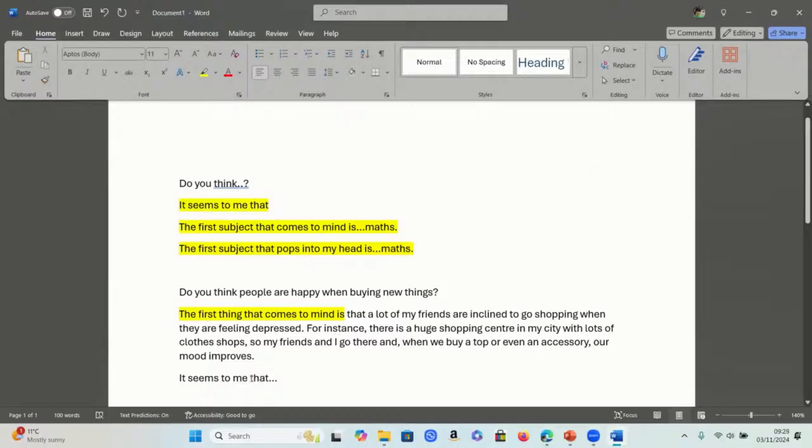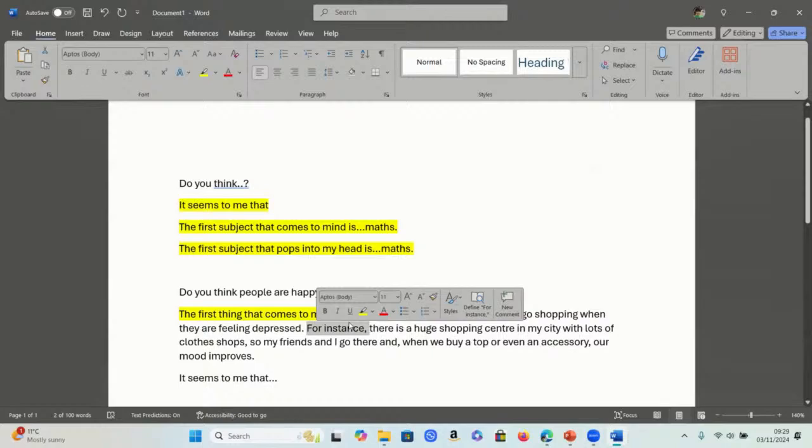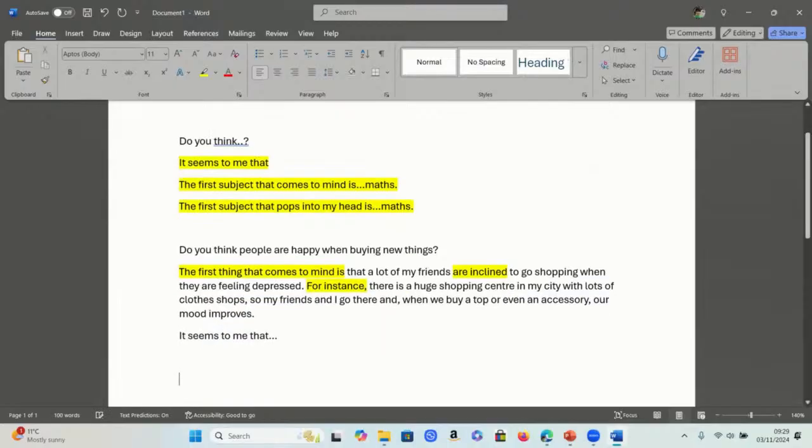And you can say the same: it seems to me that a lot of my friends are inclined to go shopping. Later, maybe it's too late, but we thought of a better word for that. And the rest of it is just the C structure with an example of your friends. So as I said, in the first part, you can use your friends as an example a lot of the time because it's a familiar topic. It's familiar.